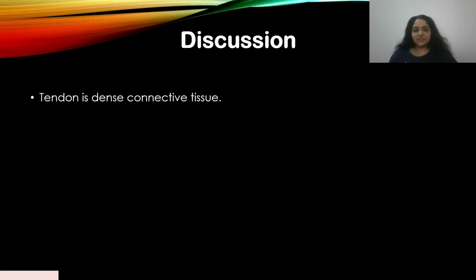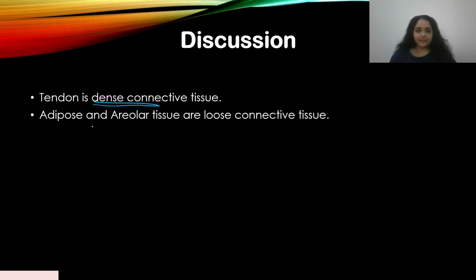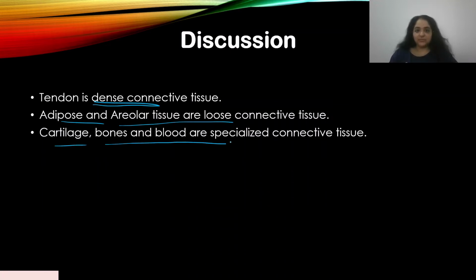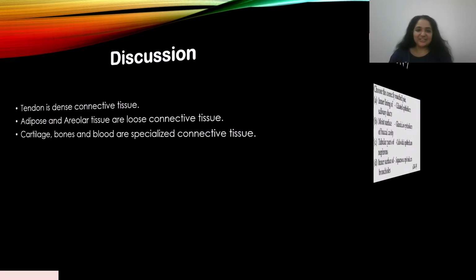Tendon is actually dense connective tissue. Adipose and areolar tissue are loose connective tissues. Cartilage, bones, and blood are specialized connective tissue, and this you have to know. There is no escaping from it. This is very basic, and all this information is present in NCERT, so there is no excuse for not knowing it. It's a pretty direct question, and if you knew the facts, you should be able to answer it. All right, let's move on then.